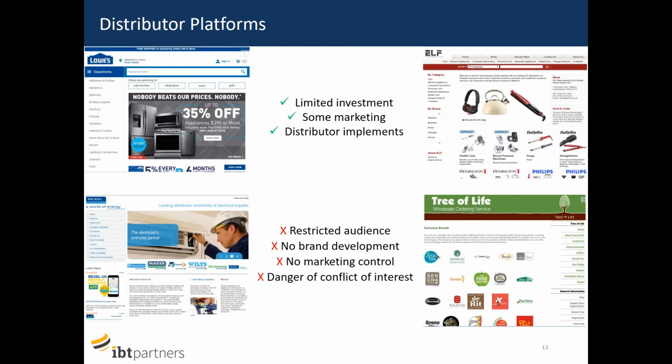And distributor sites can either be very general, like the example I gave there of Lowe's or B&Q in the UK, or it can be very specific to a product vertical, like here I've got Tree of Life and Elf, or it can be generalist retailers and things. So it can be different types depending on your retailer. Most companies opt for distributor websites when they start out trading internationally, because that's a natural thing to do if you've got a distributor in the market, and the distributor takes care of all the marketing and the inventory and so on.